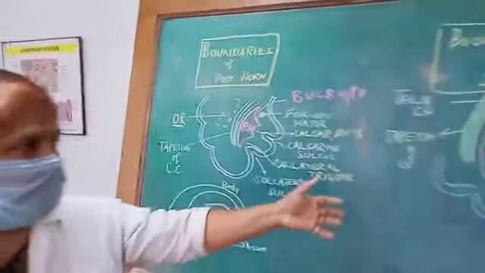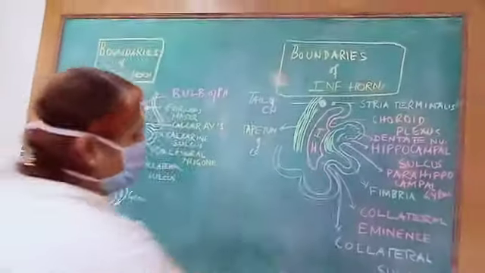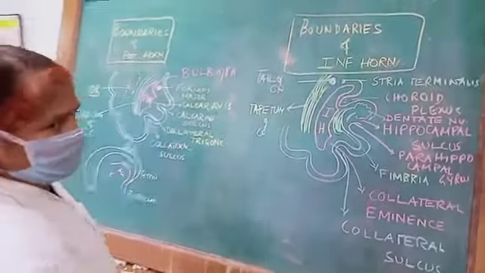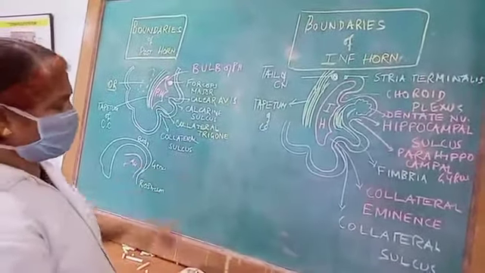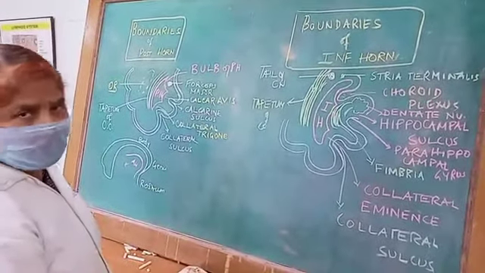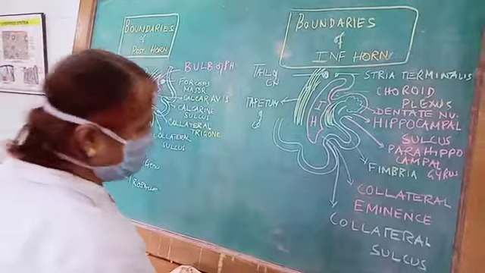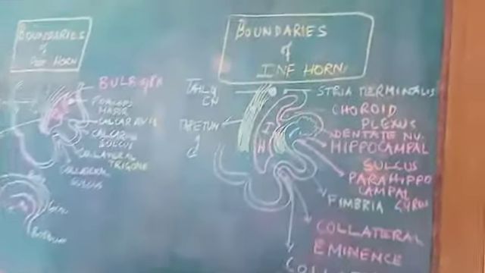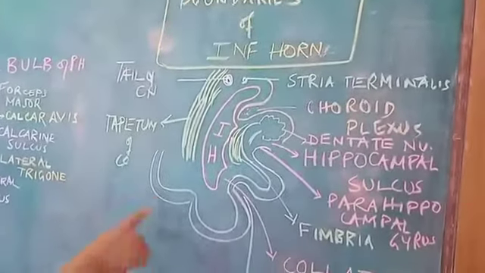Now we will go to the inferior horn. What is the boundary of the inferior horn? That is towards the temporal pole. The temporal lobe, that is in the pole, there is a projection called uncus. If you go deep to the uncus, that is called the hippocampus. So there lies the inferior horn of the lateral ventricle, which is a continuation from the posterior horn.